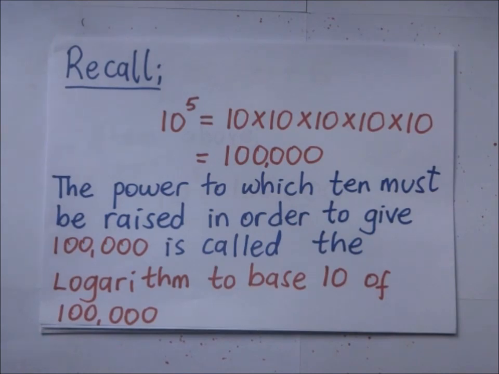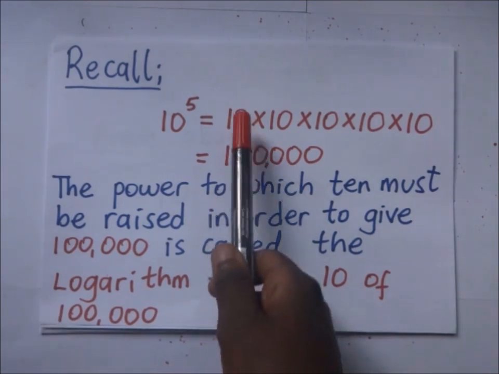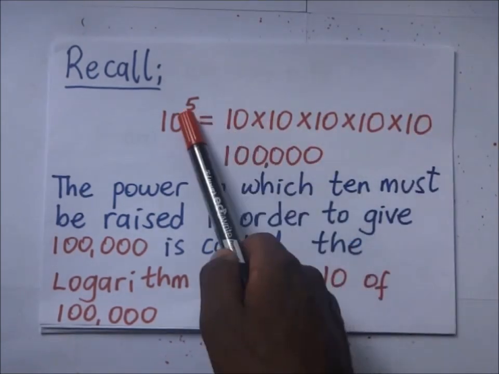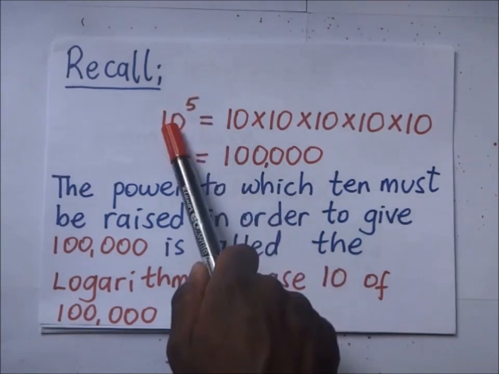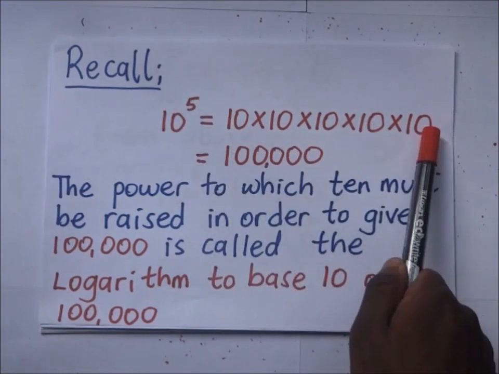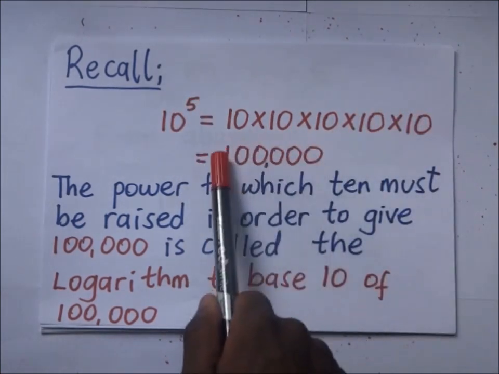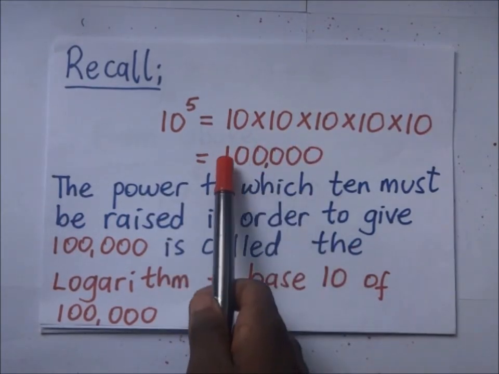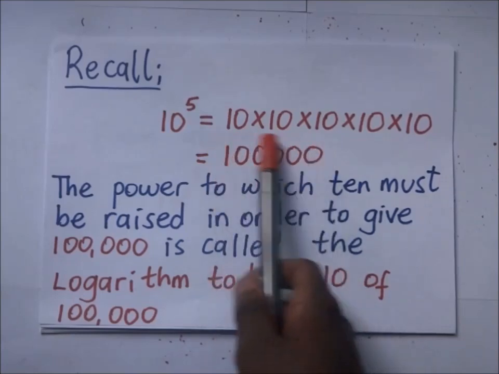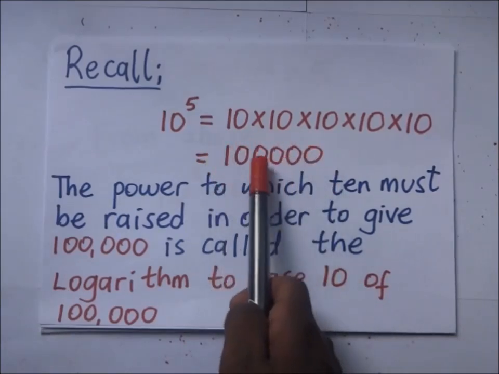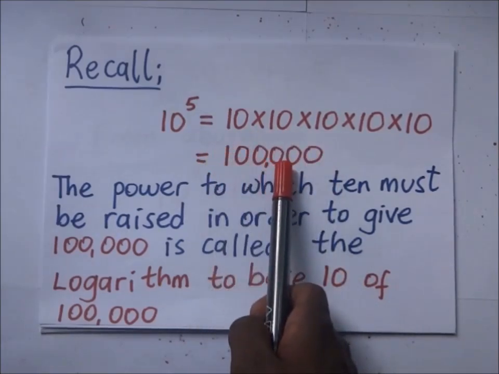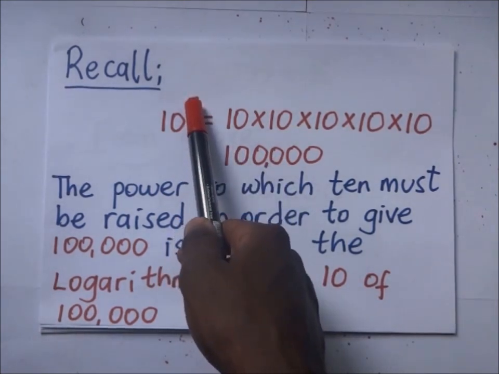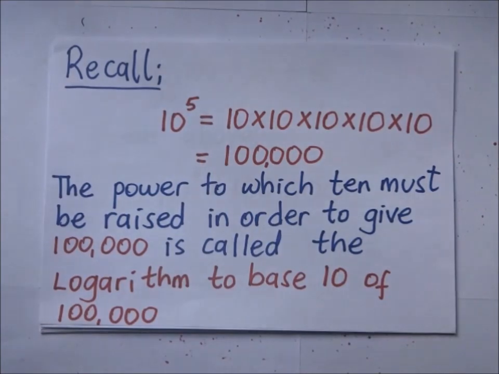Right on your screen, you see 10 to the power 5 is going to be equal to 10 times 10 times 10 times 10 times 10. We earlier said that this power 5 means that this 10 has been multiplied 5 times. And the answer we are getting here is 100,000. Now, if we are to find the logarithm of 100,000, it is going to be equal to 5, if that logarithm is to base 10.